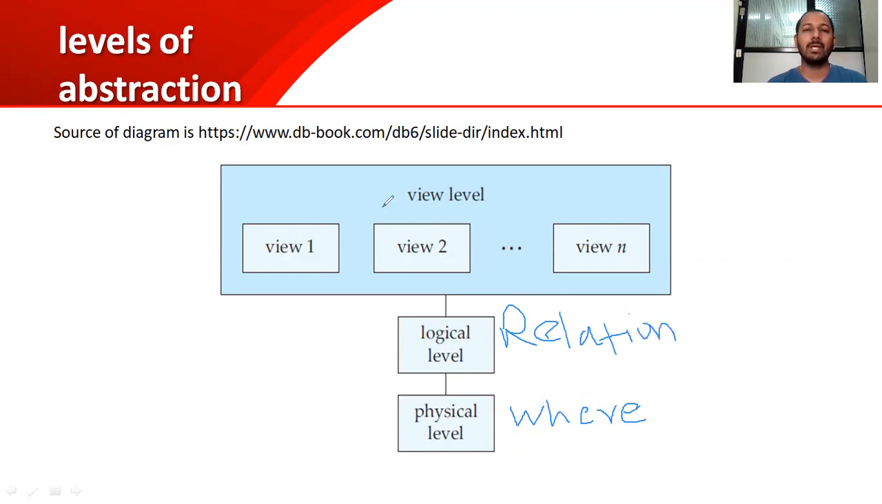Now here we have taken the example of banking. We have also taken the example of a department to see how the view level works. So this is the lowest level, this is the next higher level, this is the highest level. View level is the highest level, logical level is next, and physical level is the lowest level. So this diagram gives you the levels of abstraction. I hope you got the concept.